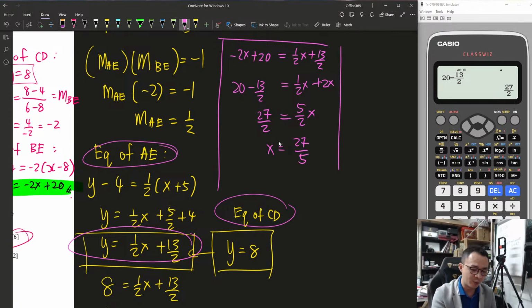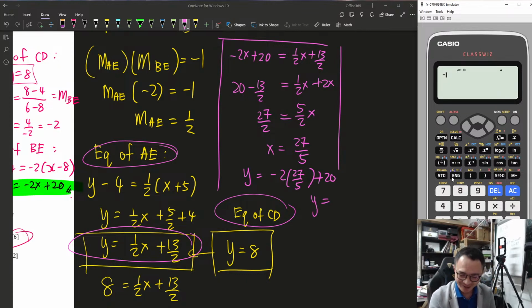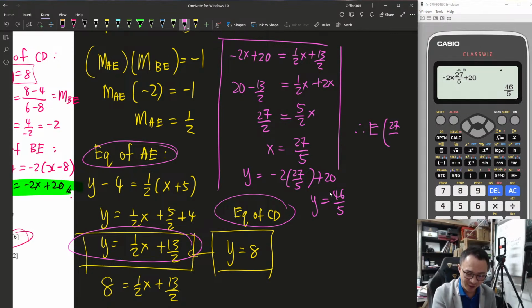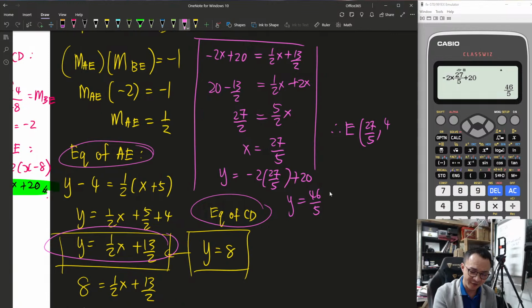Then I want to find the y value here. So sub into any of the equations, y equals to negative 2 times 27 over 5 plus 20. But normally you will get a quite nice number, but I'm not sure what happens here. So it's 46 over 5. So your coordinate E is kind of weird: 27 over 5 and 46 over 5. But as long as I didn't make any carry mistake, it should be fine.